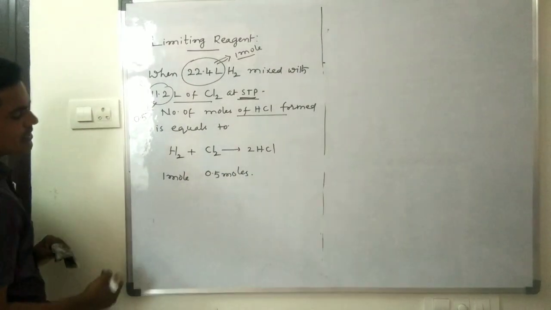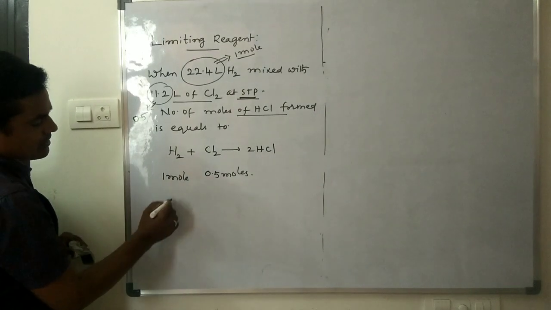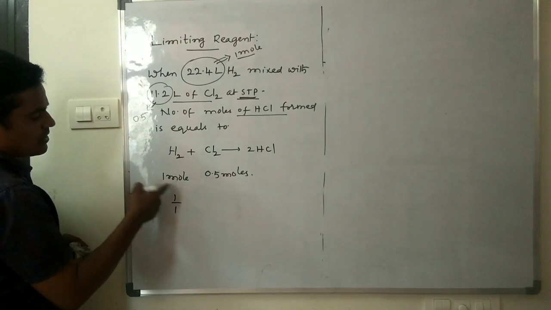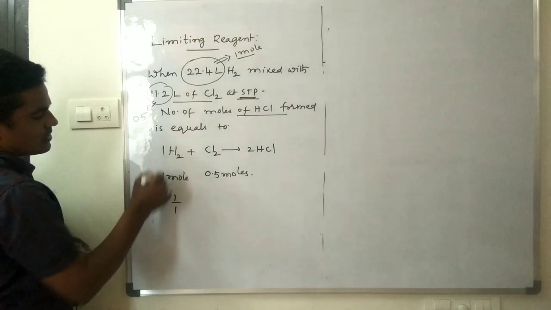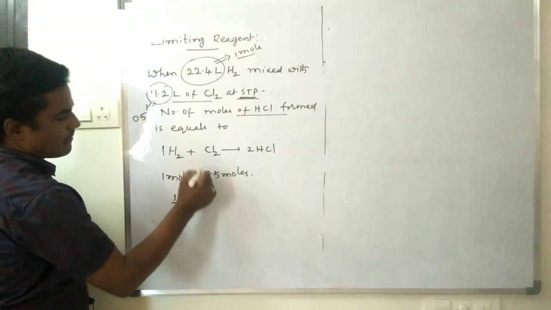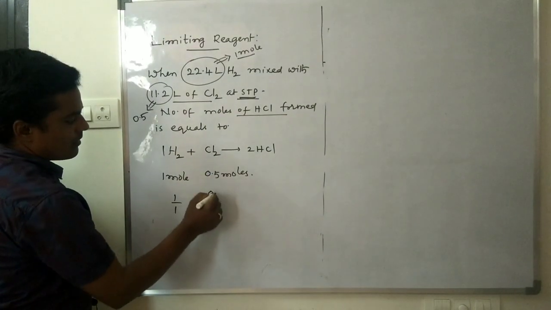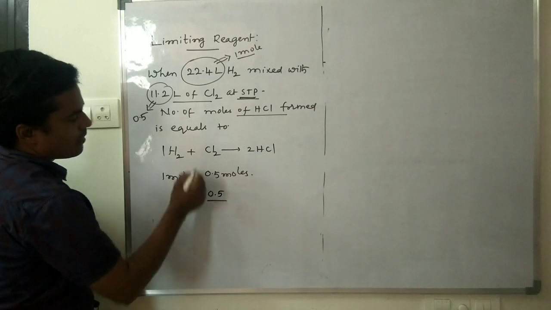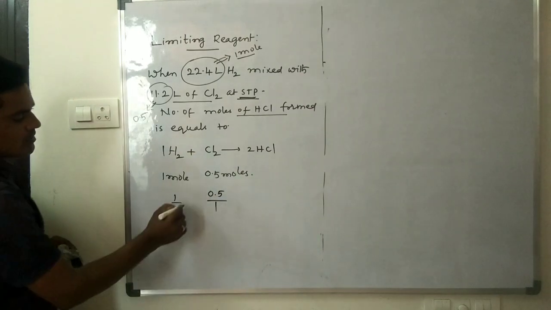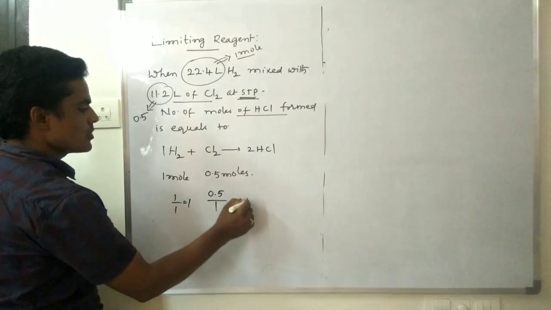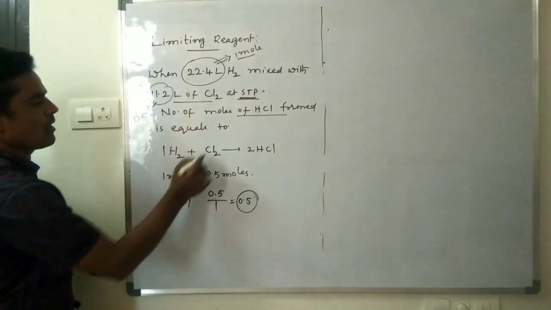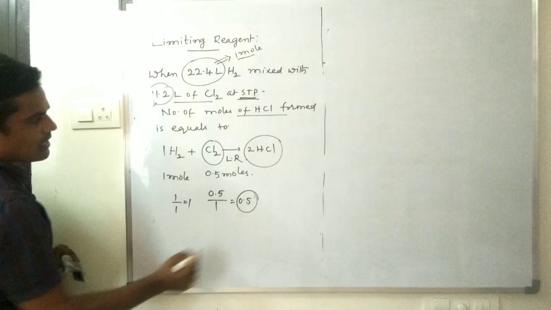Now which is the limiting reagent? So how to find the limiting reagent? Number of moles upon stoichiometric coefficient. It is 1 mole, 1 by stoichiometric coefficient 1, and the number of moles of chlorine is 0.5 moles upon stoichiometric coefficient 1. So this is equal to 1, this is equal to 0.5. It is the minimum value, hence chlorine is the limiting reagent.